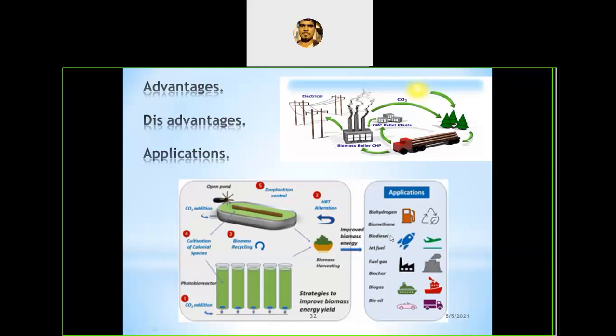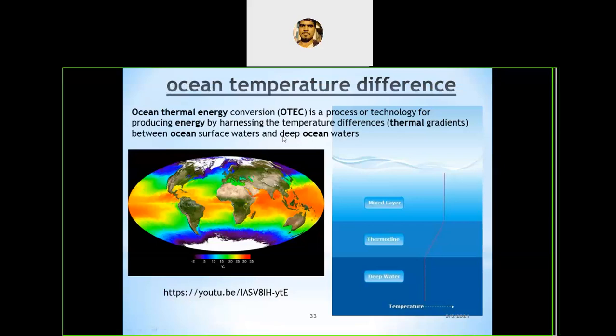Okay, let's go to the next type of energy. That is the ocean temperature difference, called OTEC, Ocean Thermal Energy Conversion. It is from the ocean temperature difference. So this is also another indirect form of solar energy, from the sun. From the sun, we are getting many types of energies, and this is also one type. It is a secondary form of solar energy, or indirect form of solar energy.